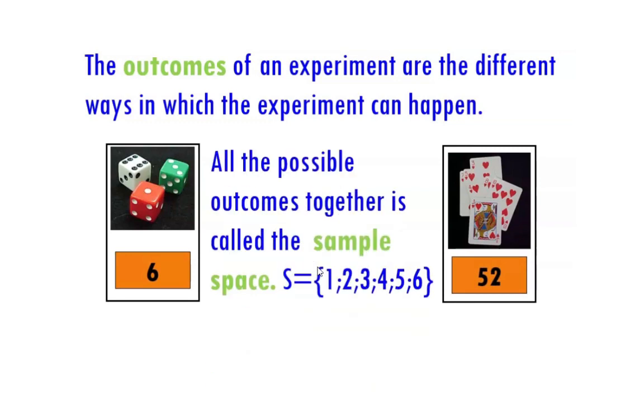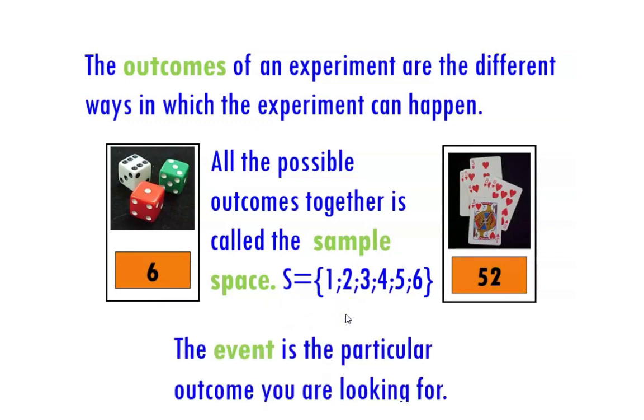All the possible outcomes together is called a sample space. We use the letter S and curly brackets when we write down all the possible outcomes as a list. And then the word event describes all the specific or particular outcomes that you are interested in.